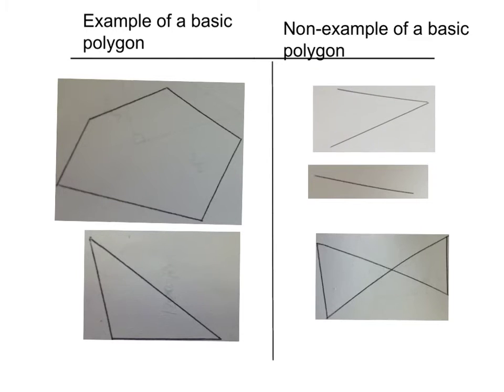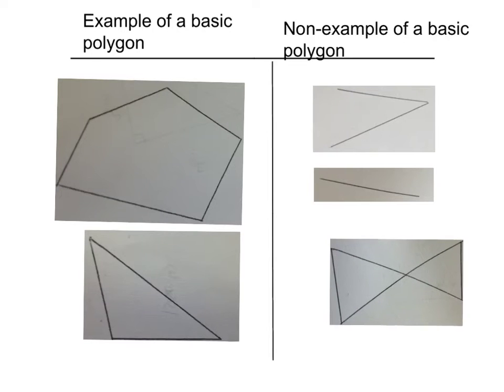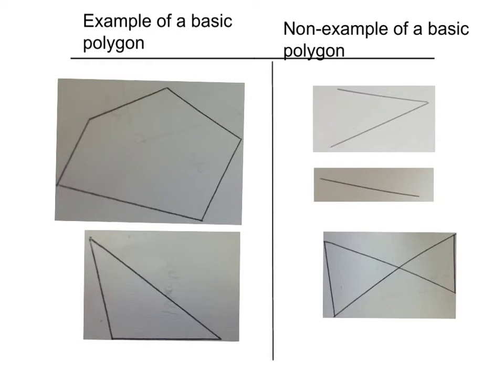Our first non-example of a basic polygon is shown there. Notice that we have 2 sides and it's not a closed figure. Our second non-example is that straight line there. We only have 1 side, and we don't have a closed figure, so that's not an example of a polygon. Notice this final example. It looks like a bow tie. Although it's a closed figure, the sides cross each other, so that's a non-example of a polygon.